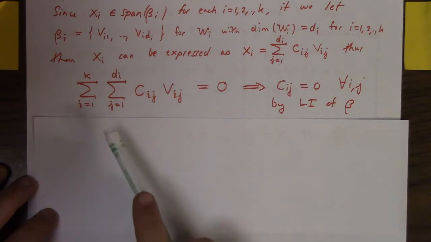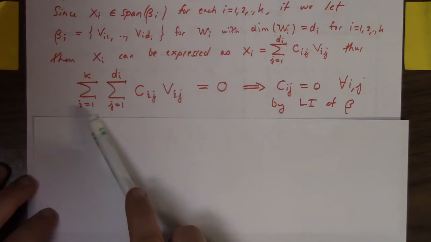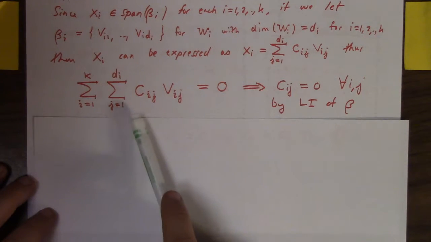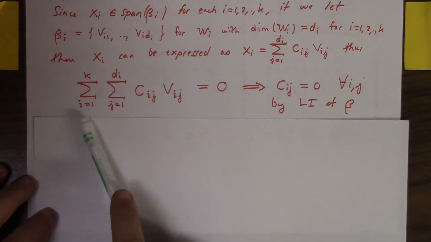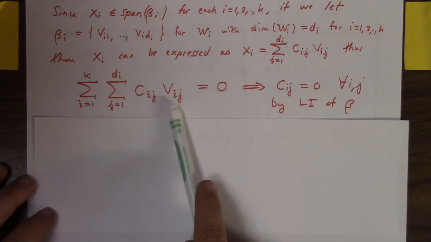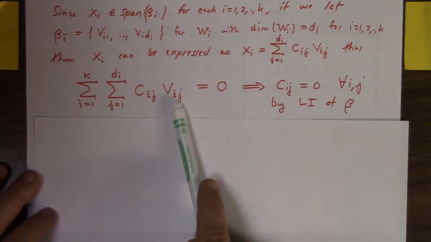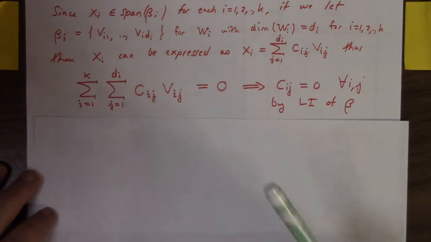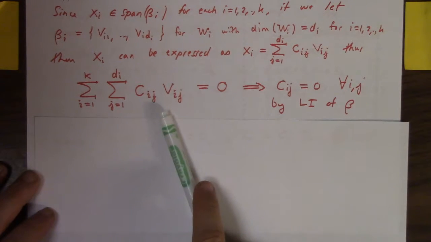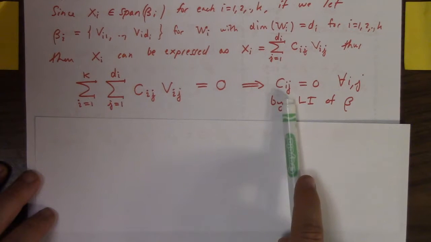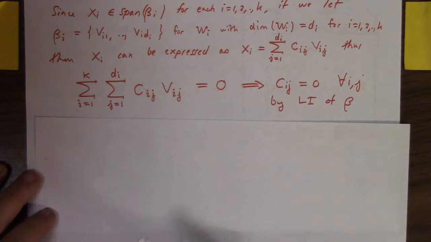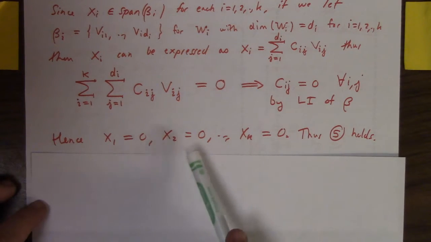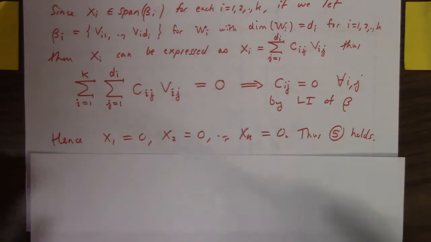So this is just the sum which gives you x1 plus the sum which gives you x2 plus the sum which gives you xk. I can rewrite all of that as one grand total sum over the Vij's, which, all of these together, give you the basis beta. But the basis is linearly independent, which implies that the coefficients are 0. And once all the coefficients are 0, that implies the coefficients for each x sub I is 0. So x1 is 0, x2 is 0, xk is 0, consequently 5 holds.